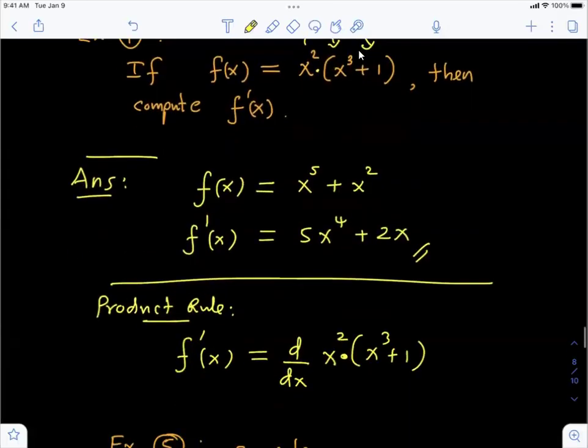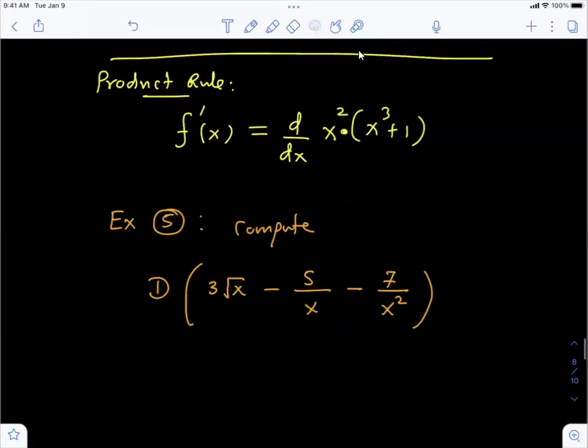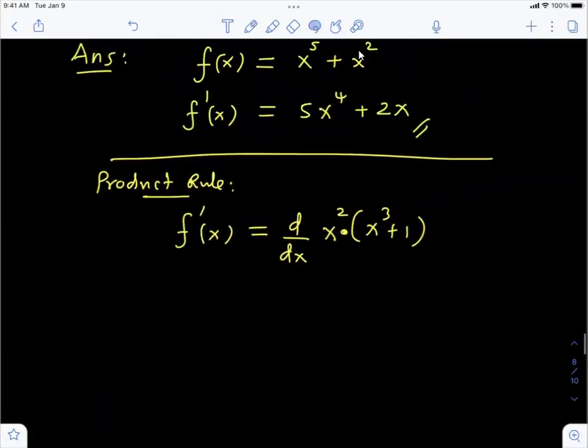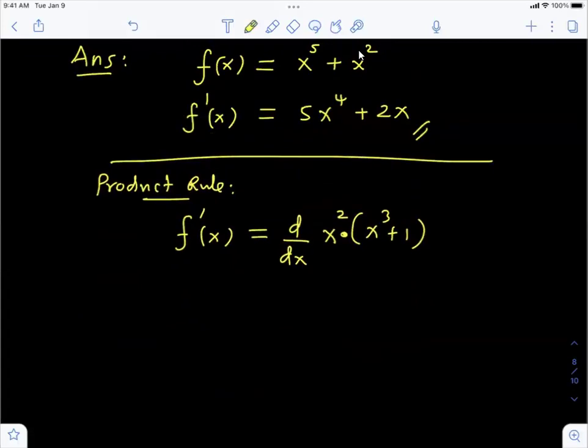It comprises two pieces. Let me move this a little further and let's buy some space. Now, to do the product rule, this is all you need to do. Grab the first function first, differentiate it. x squared has the derivative 2x. Multiply it with the original second function, x cubed plus 1, and then plus.